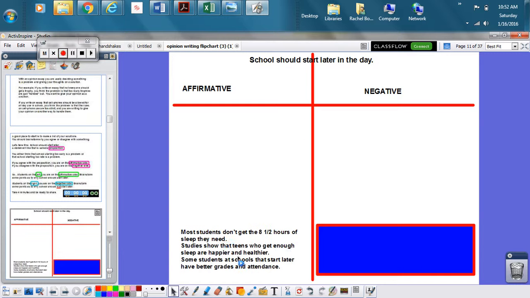So we had some things. Most students don't get the 8.5 hours of sleep they need. Studies show that teens who get enough sleep are happier and healthier. Some students at schools that start later have better grades and attendance.